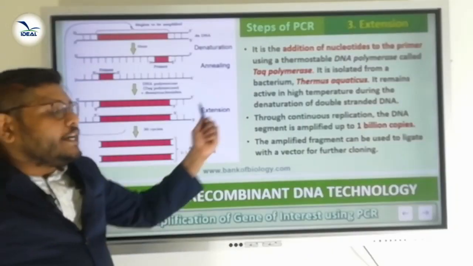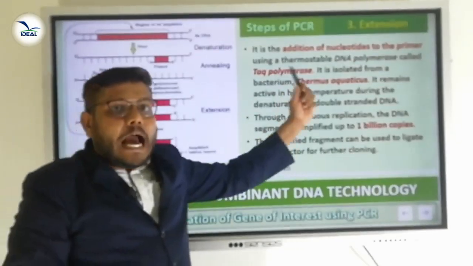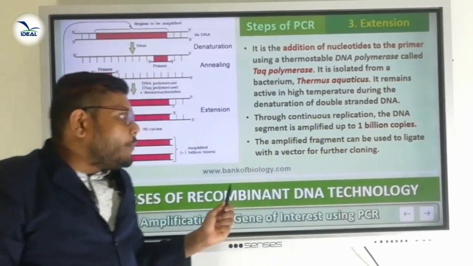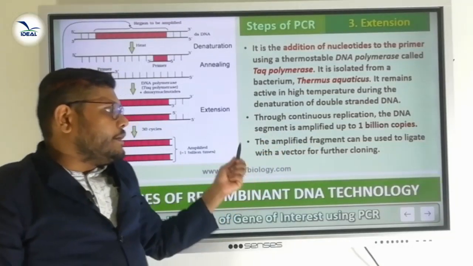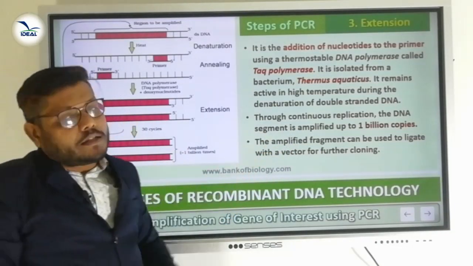Is it clear? Through continuous replication, the DNA segment is amplified up to 1 billion copies. The amplified fragment can be used to ligate with a vector for further cloning.